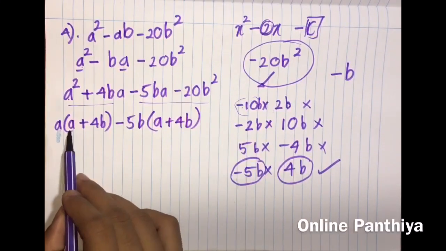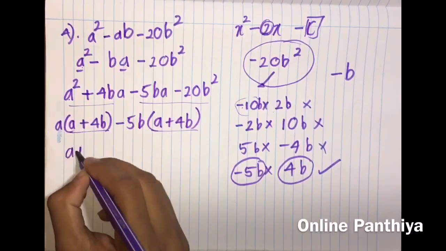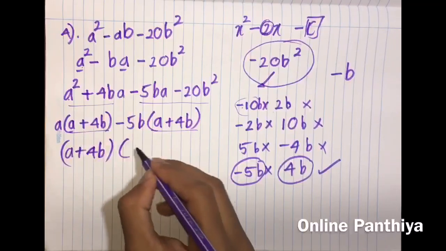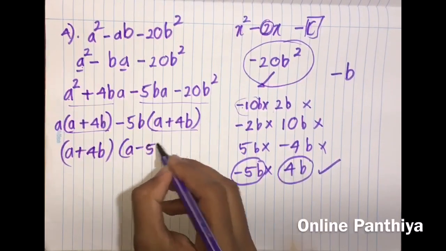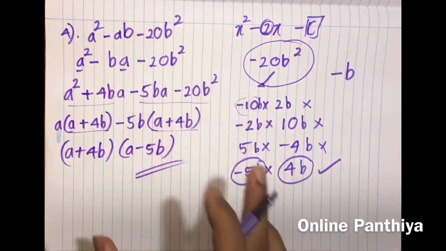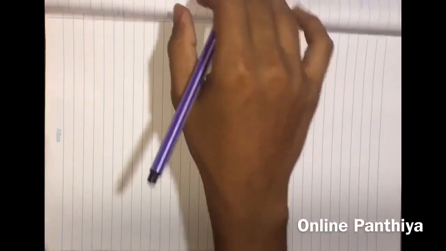Now the terms inside the bracket is common to these two. Therefore take all the terms inside the bracket, and what is left, write it inside the bracket. So a minus 5b. This is the way of factorizing. Maybe the hardest one you can get is of this type. Let us move on to one more question.